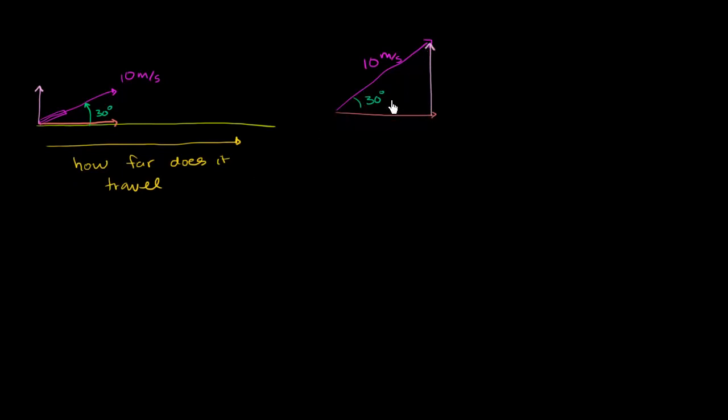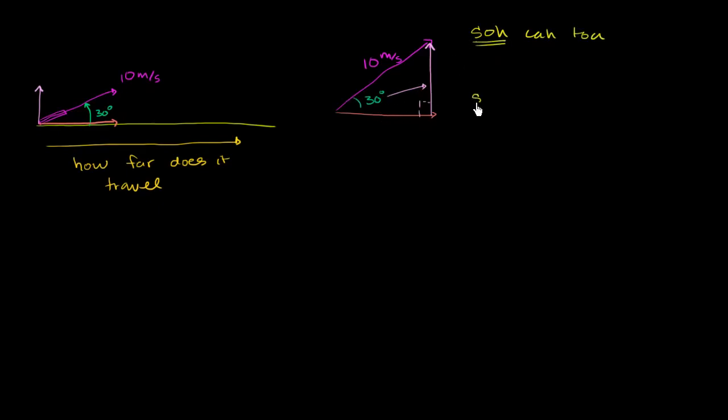So how do we figure out the vertical component given that we know the hypotenuse of this right triangle and we know this angle right over here? The length of that vertical component, or the magnitude of it, is opposite the angle. So we want to figure out the opposite. We have the hypotenuse. So once again, we write down SOHCAHTOA. Sine is opposite over hypotenuse.